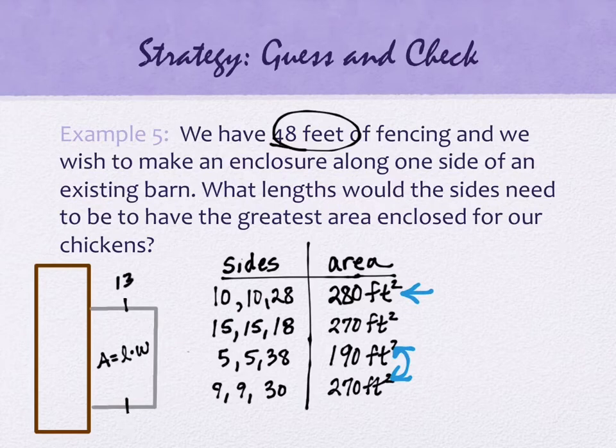13. So 13 on top and bottom is 26. So what would that give me for my third side? 22. All right, what is 13 times 22? Ooh, 286. And I've got a new front runner as a possibility, right? Okay, but still, 13 is between 10 and 15. So I still don't know that it's the best answer. It's just better than the 10 or the 15. So I need to guess some more numbers.